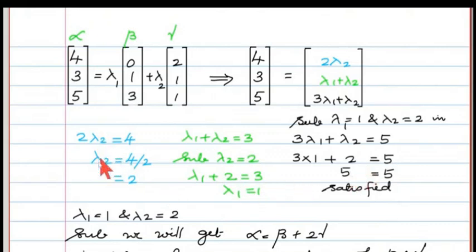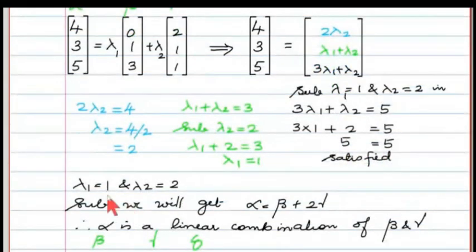Substituting the values of lambda 2 and lambda 1 in the last equation, we will get 3 lambda 1 plus lambda 2 equal to 5. So lambda 1 is 1 and lambda 2 is 2. So 5 equal to 5. That means this is satisfied.